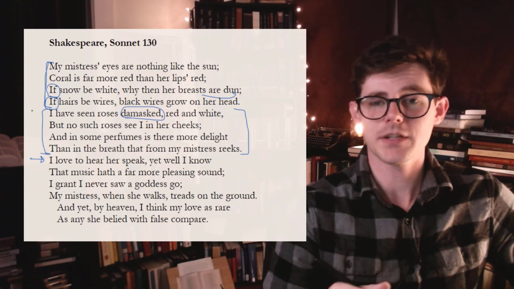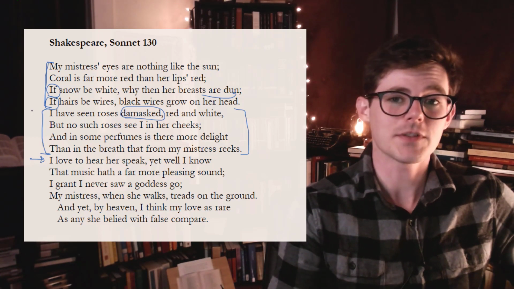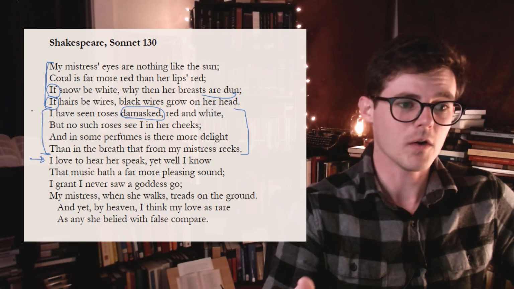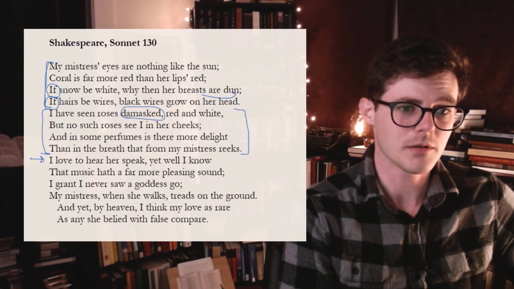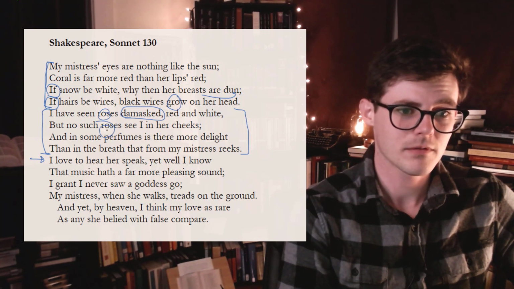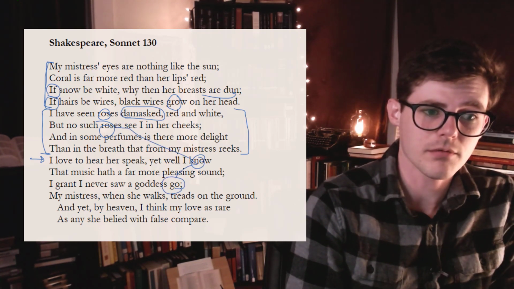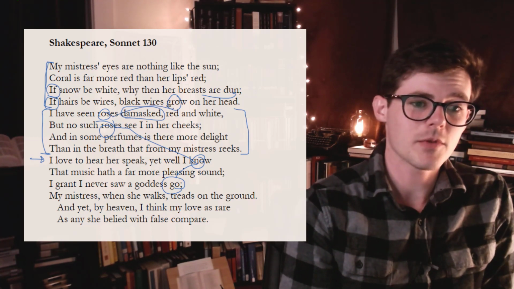You'll notice the repetition. If you were listening to the vowels, you have a lot of O, which might be vocative, calling to someone, or it might be a sigh of love. We have the O in grow. Roses. Yet I know, saw a goddess go. These sounds are linked throughout. It's a kind of music, but they're also frank.